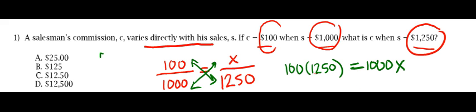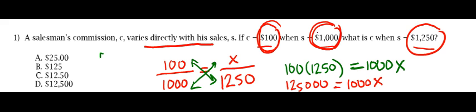I'd figure out what 100 times 1,250 is, and that'd be 125,000 equals 1,000x. Well, I need to get x by itself, so I'm going to divide both sides by 1,000, and that will give me my answer. So again, let me explain this one more time, what we did. If his commission was always directly related to his sales, was going to be consistent, I set up a proportion. I put 100 on top and 1,000 on bottom.